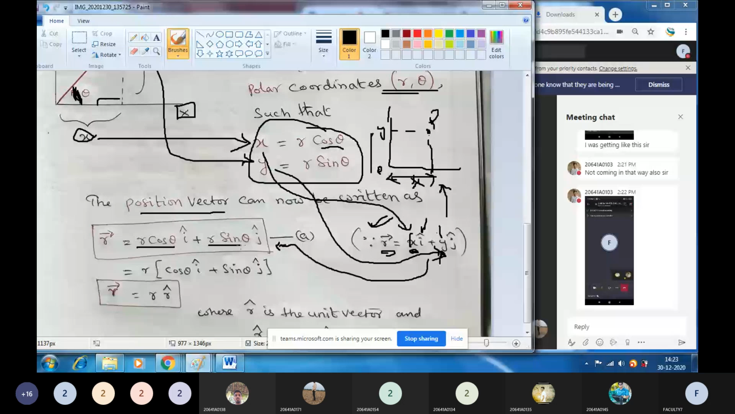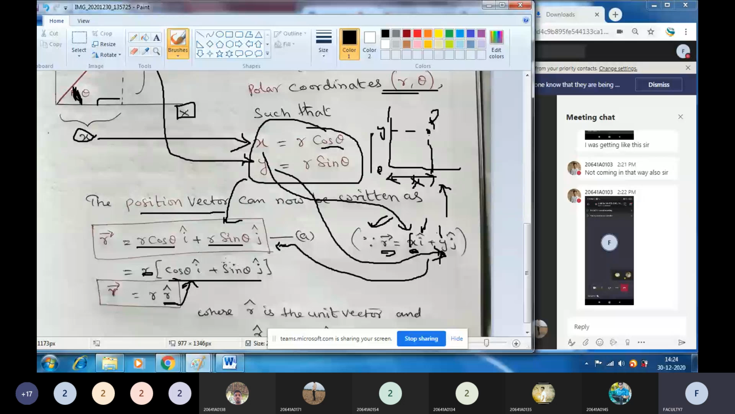Now you are going to take out the common factor r here. Take out r as a common factor, then write the remaining factor as r cap. So this is the r cap here. Now what is r cap? r cap is nothing but cos theta i cap plus sin theta j cap.